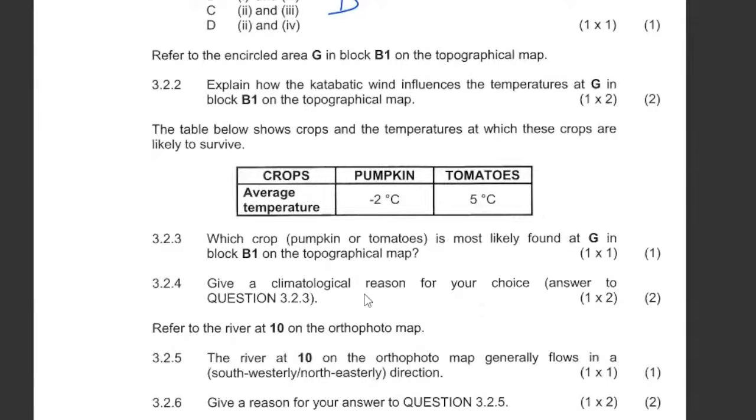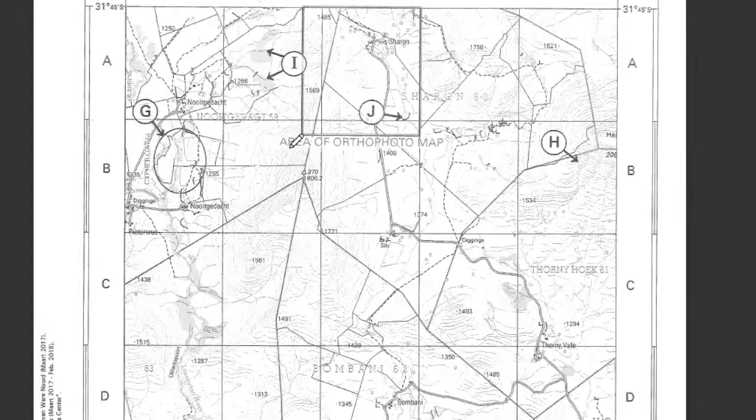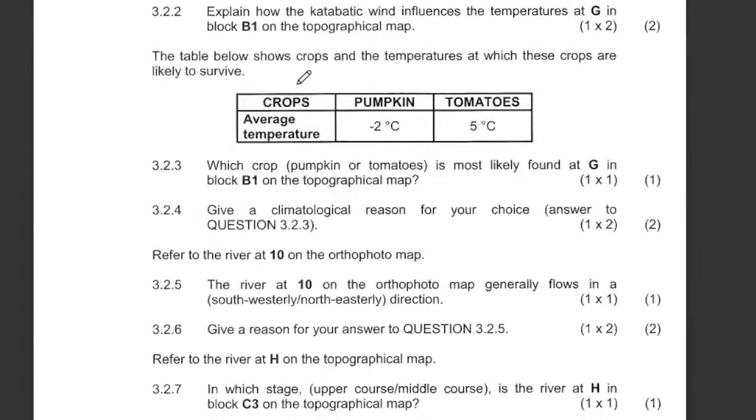Explain how the katabatic winds influence the temperature at G in block P.1 on the topographic map. Katabatic winds at G. Let's check on the map. Come here, G is here, just at the lower section, and here is mountainous. So how does it influence? We are going to say that it influences the temperature at G, okay, the temperature is low. At G, the temperatures are low. Okay. Why? Yes, as the katabatic winds descend over the valley slopes.